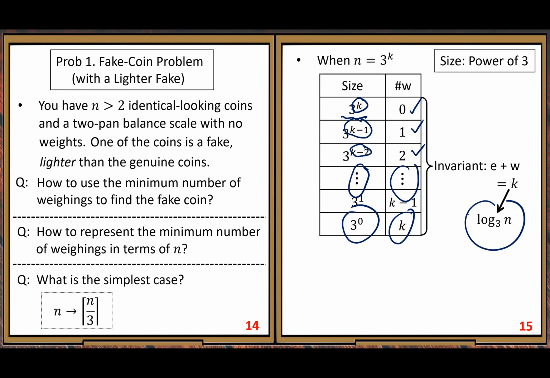So the main point of the invariant is to just keep track of where we are in the process. Right. Keep track of, because overall the E plus W, the exponent plus the iteration, is equal to our K value.